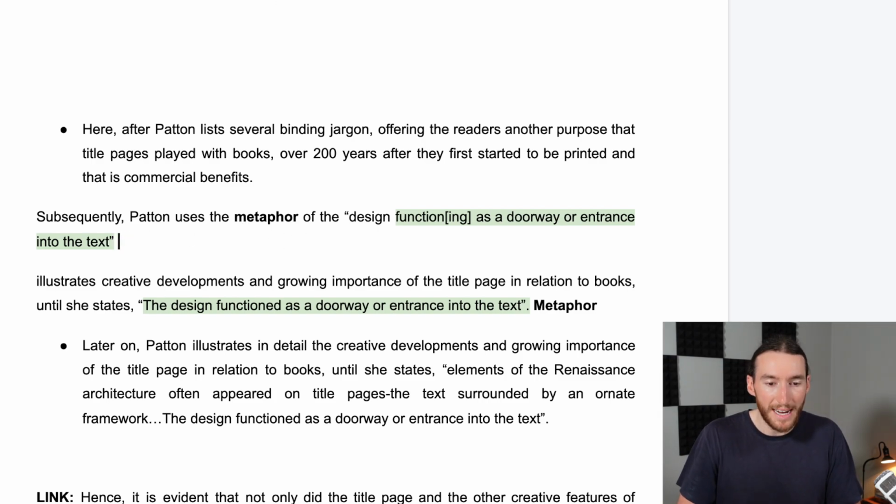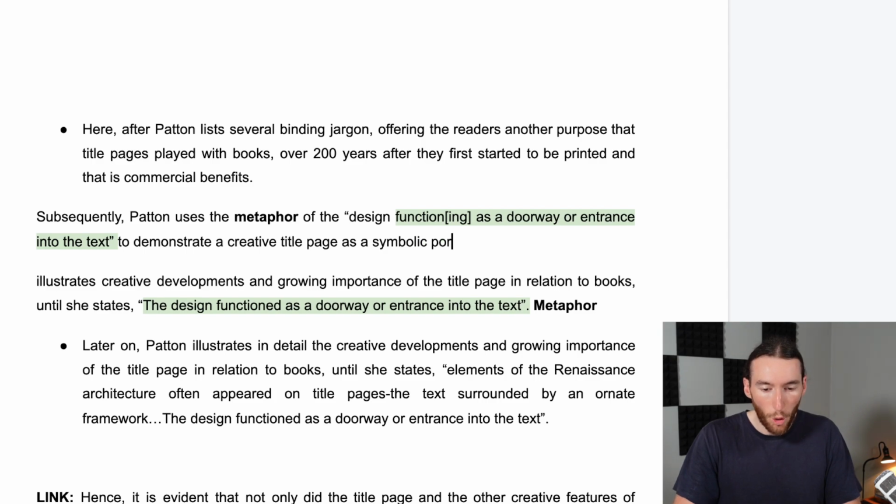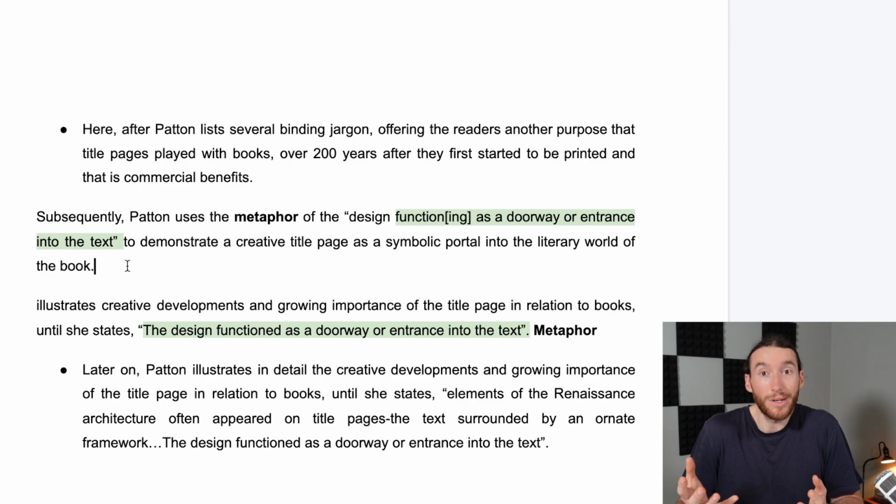Okay, now we want to say the effect, and then we can move on and we're done. Demonstrate a creative title page. To demonstrate a creative title page as a kind of symbolic portal into the literary world of the book. Great, that's clearly what it's saying. It's a portal, symbolic portal, right?